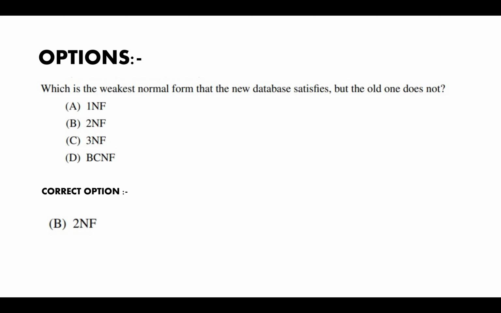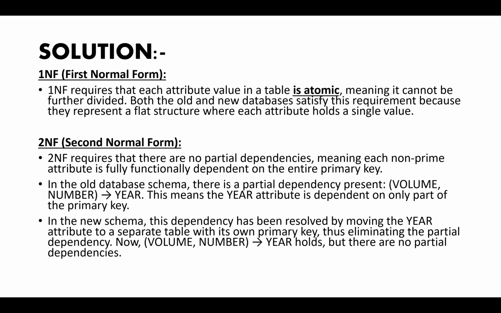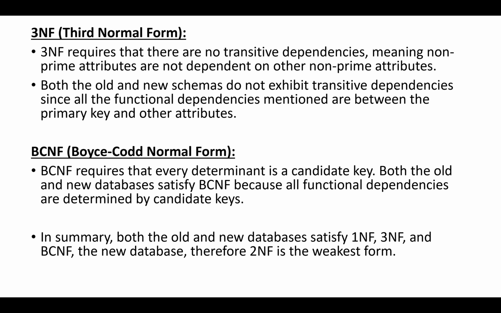So the next question is, which is the weakest normal form that the new database satisfies but the old one doesn't? So from the options given, 1NF, 2NF, 3NF, BCNF, the correct option is 2NF. Here is the explanation of every normal form: 1NF, 2NF, 3NF and BCNF.